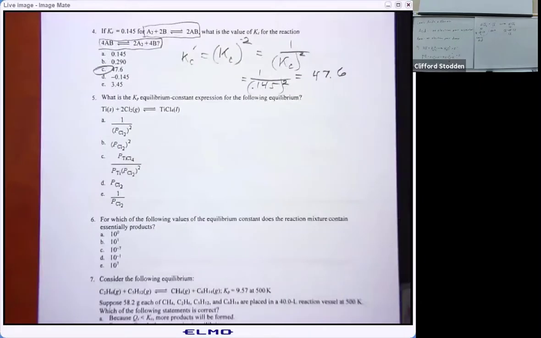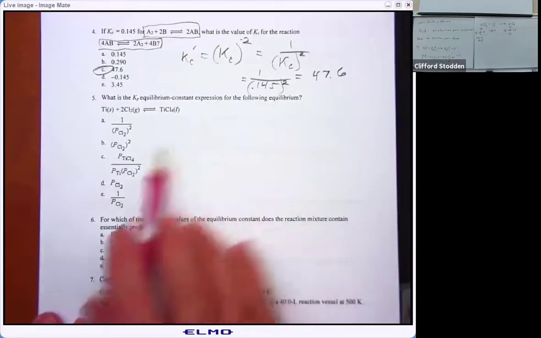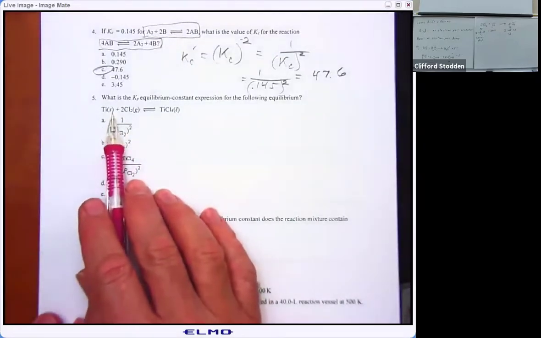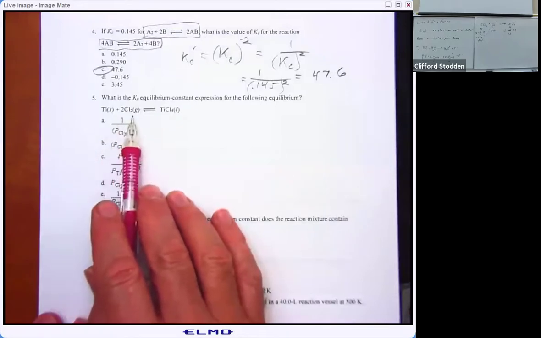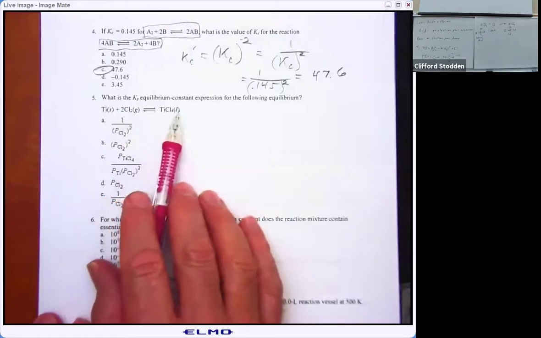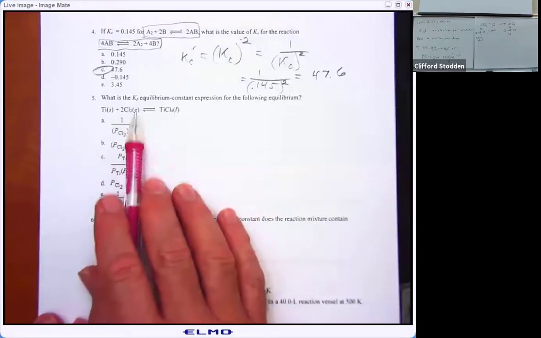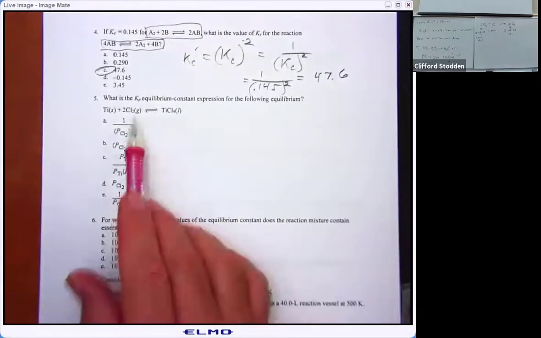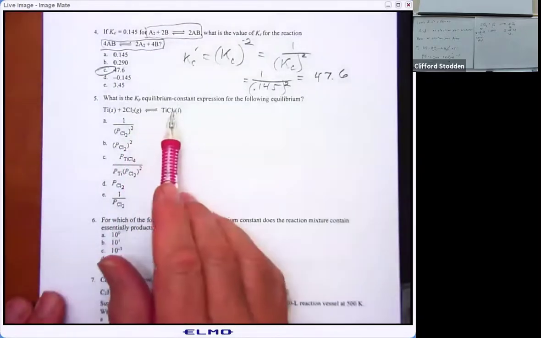Okay, number 5, what is the Kp expression for the following equilibrium? Here you've got to be careful to notice that the titanium is a solid. Chlorine is the only gas in here because the product's a liquid. So they're asking for K sub P. The only thing that affects the equilibrium expression here is the gas. So it's products over reactants.